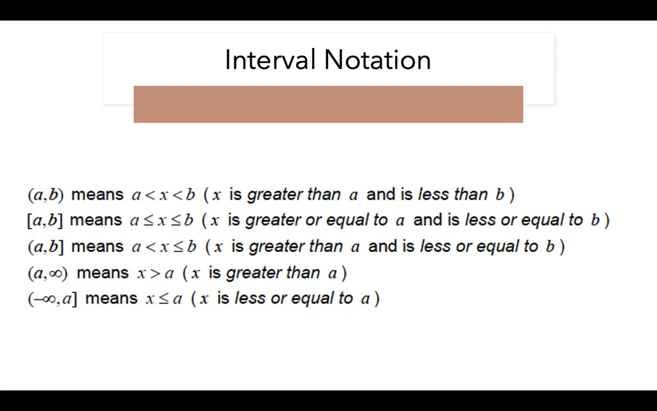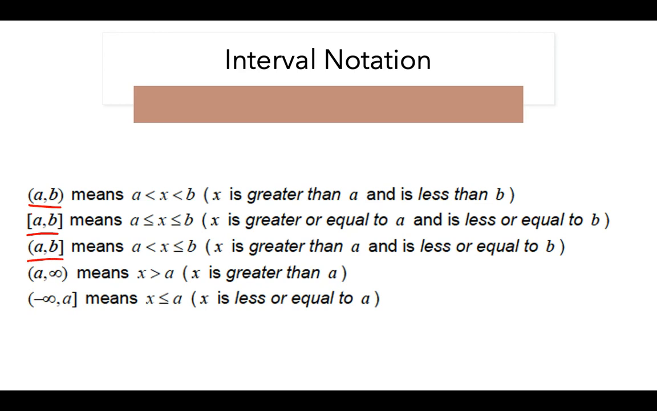So first, let's get comfortable with using interval notation. When you have a round parenthesis, it means that x is greater than a, but less than b. So it's not including. But when you have a square bracket, that means x is greater than or equal to a, and less than or equal to b. Again, you can mix up the round bracket and the square bracket.